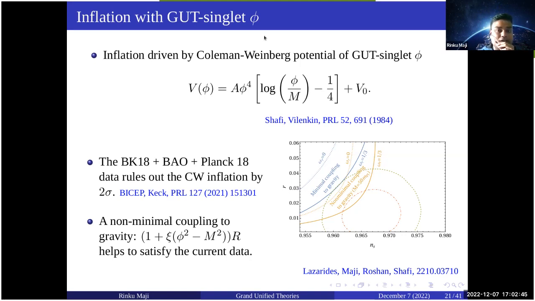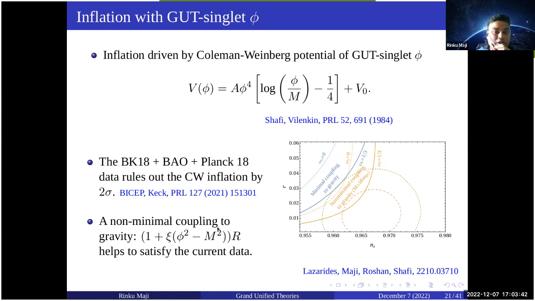We employ inflation driven by the Coleman-Weinberg potential of a GUT singlet. It was suggested by Shafi and Vilenkin about 30 years ago. Now the recent BICEP/Keck 2018 data actually rules out this model at 2 sigma. Here is the prediction of this Coleman-Weinberg potential with minimal coupling to gravity. w_R is the effective parameter after inflation. If it is matter dominated, this is the prediction, and this is for instant reheating or radiation domination.